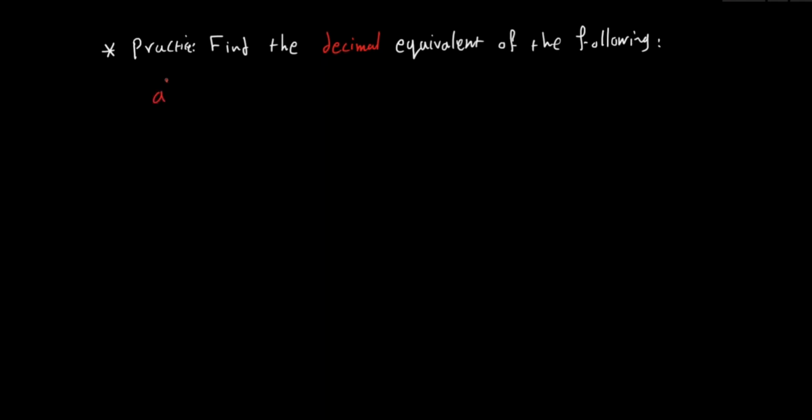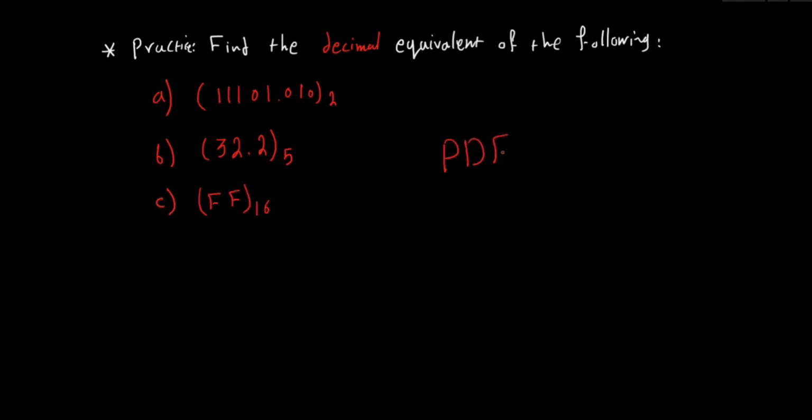The first number is 11101.010 in binary. The second number is 32.2 in a system with a radix 5. And the third number is FF in hexadecimal, or a system with a radix 16. You'll be able to find the answers for these questions in the PDF attached to this video in the description.